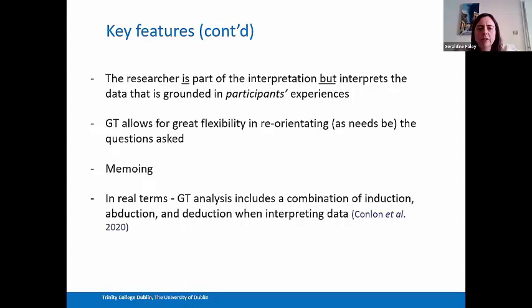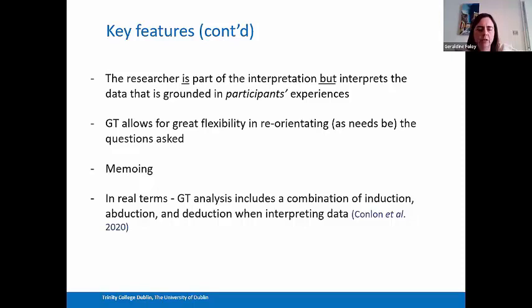The researcher is, in GT, very much part of the interpretation. So I alluded to that earlier in the presentation. Unlike quantitative methods where the researcher isn't part of the actual interpretation of the data because that's controlled for, there is a significant interpretive element to grounded theory as there is to other qualitative approaches. And one of the key strengths of GT, in terms of the fact that data collection and analysis happen in tandem to a degree, is it allows for greater flexibility in terms of reorientating the questions that need be.